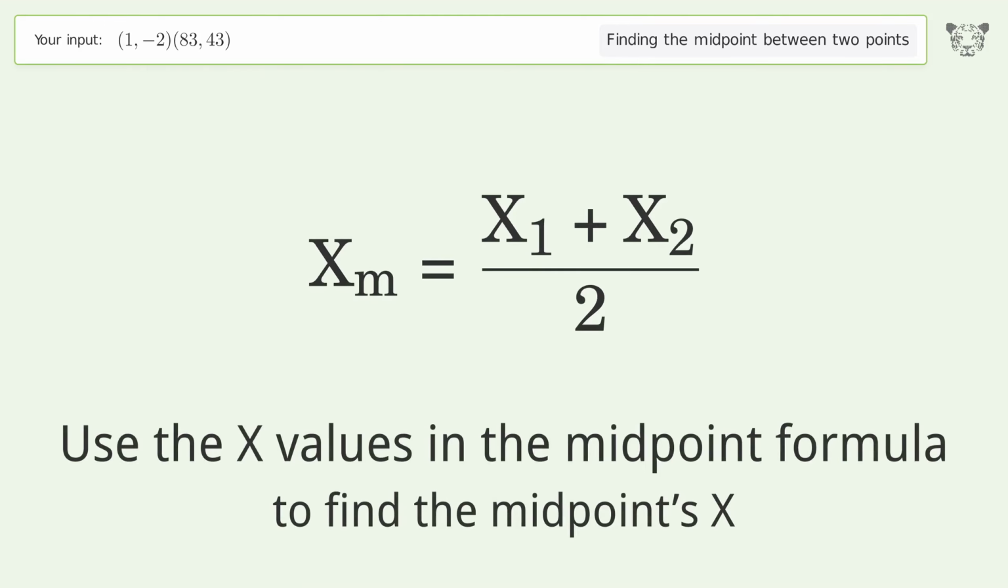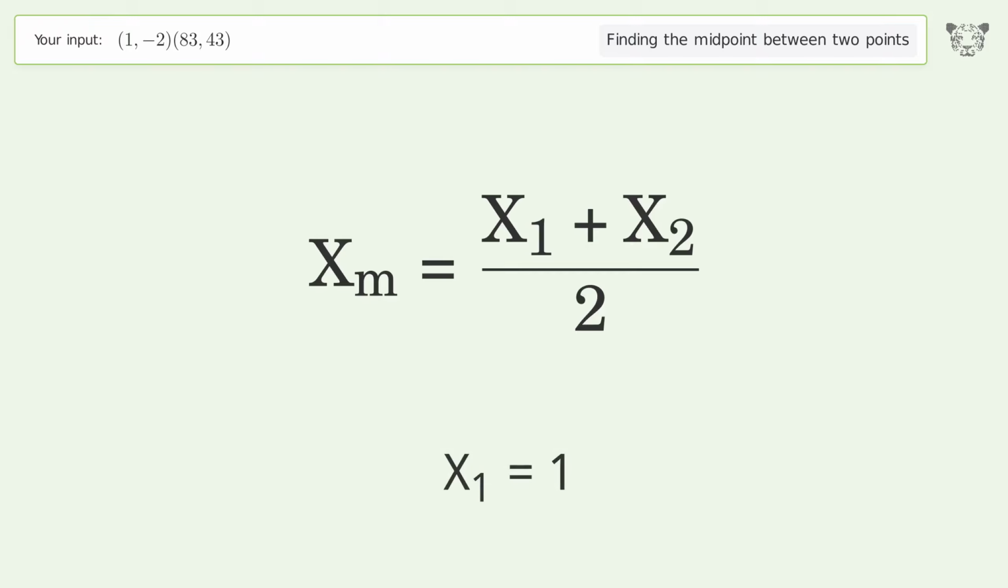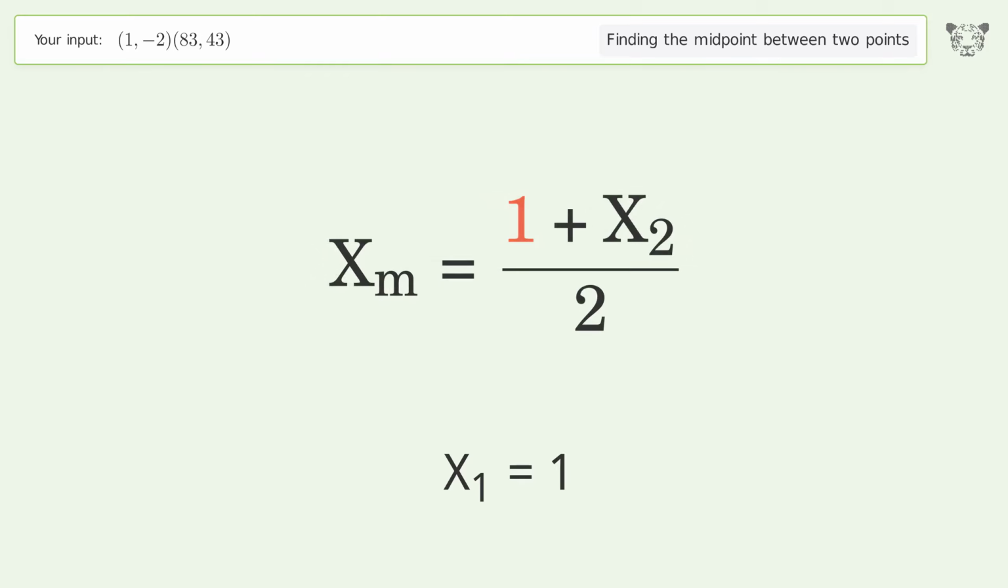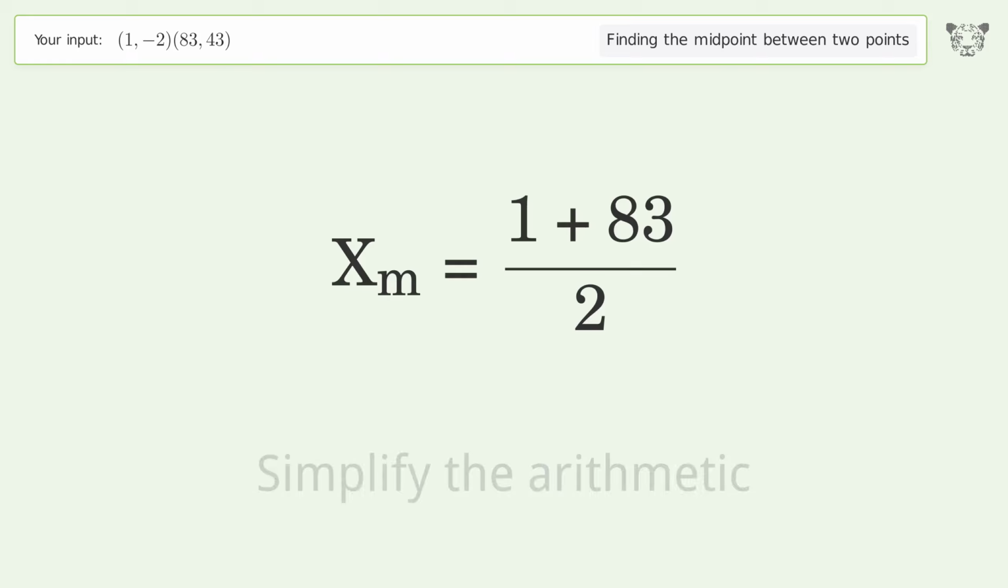Use the x values in the midpoint formula to find the midpoint's x. x1 equals 1. x2 equals 83. Simplify the arithmetic.